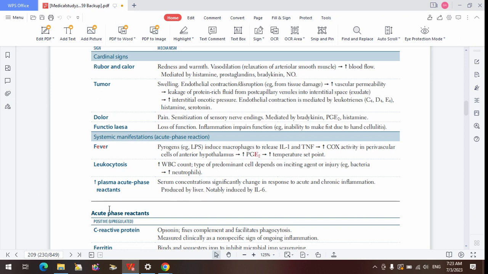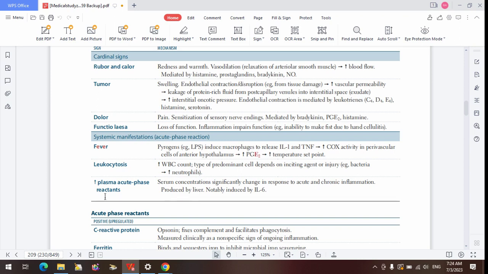Then the last one is elevation of the plasma acute phase reactants. There are some proteins that we call the acute phase reactants, and what they do is help us regulate and modulate the inflammatory response. They can help because some of them can act as opsonins. So I want to use this medium to tell us that it is not only C3b, it is not only IgG that is an opsonin. We have some acute phase reactants that are opsonizing too, and they can facilitate the recognition of those microbial agents by the phagocytes so that they can take care of them.